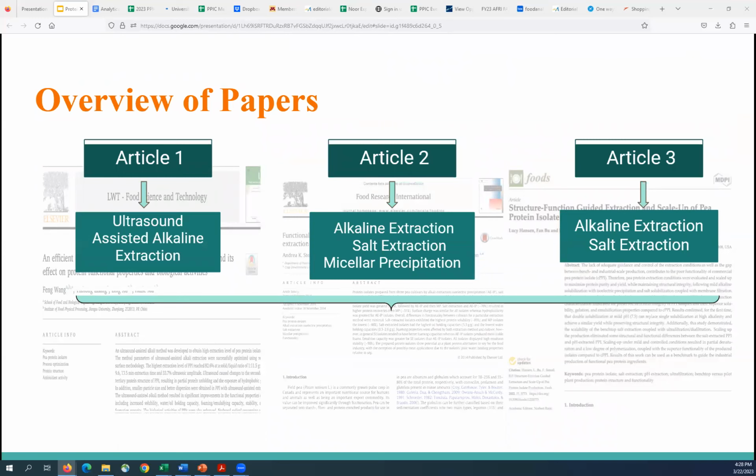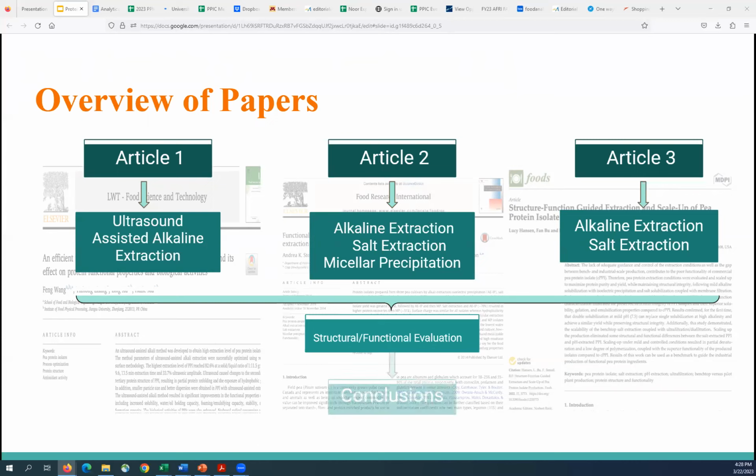So 3 articles will be introduced in our presentation, which cover 4 extraction methods. Ultrasound-assisted alkaline extraction will be introduced in Article 1, and we will mention the micellar precipitation in Article 2. Alkaline extraction and salt extraction will be covered in Article 2 and Article 3. To evaluate the extraction methods, the selected structural and functional properties in each article will be introduced. We will have conclusions for each article and overall conclusions at the end of our presentation.